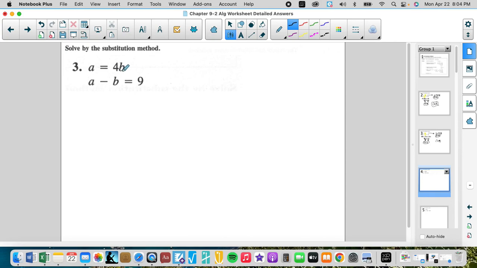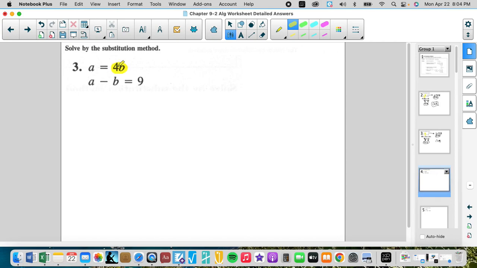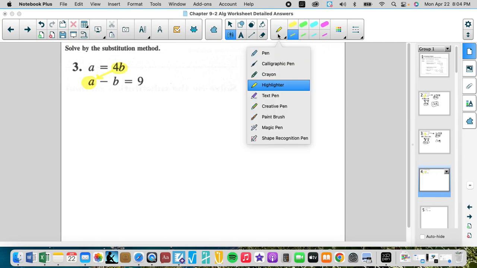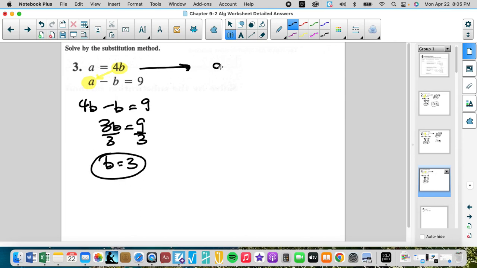We have this, we're going to substitute it. Do I need to highlight that each time? We're going to substitute it in for A, not B, Mr. Mac. We're going to substitute it in for A. We'll put that 4B in for the A value, so we get 4B minus B equals 9. 3B equals 9. Divide by 3. B equals 3. A equals 4 times the B value, which is 3. So A equals 12.